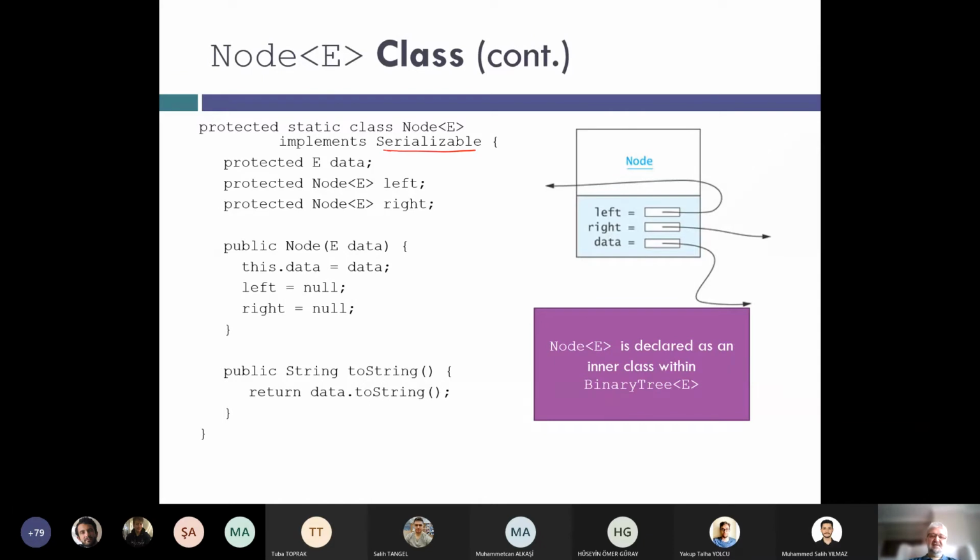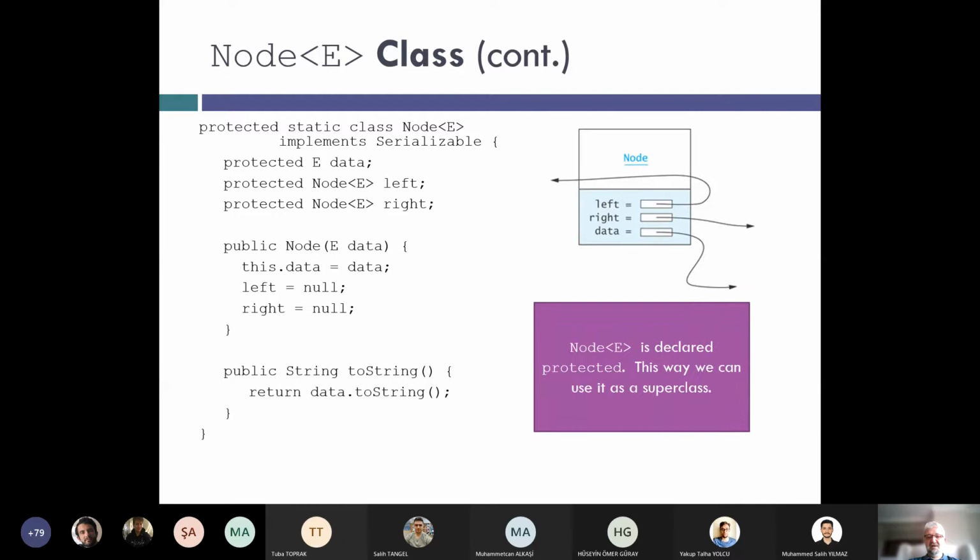And Serializable. Do you know what Serializable is? A serializable class. Actually, it is an interface. It doesn't have any method in it. So this node class doesn't need to implement any extra method, but it signifies that we can convert this to a binary file, save it into a binary file, and read the data in the node from a binary file. We are going to see the details later on in this class. You may know it beforehand, probably. So the node is protected since it's going to be used as a superclass.